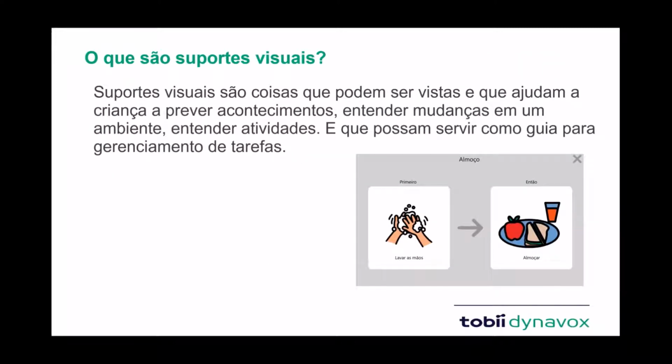So visual supports are things that your students can see that helps them know what's going to happen. It helps them know what changes are going to be happening and provides guidance for how they can manage that task. Então, os suportes visuais, como está aqui nessa tela, são coisas que podem realmente ser vistas e que ajudam a guiar a criança, a prever acontecimentos, a entender o que está acontecendo, entender o que precisa ser feito. E então ajuda muito, é uma coisa que as guia pelas diferentes atividades do dia a dia.